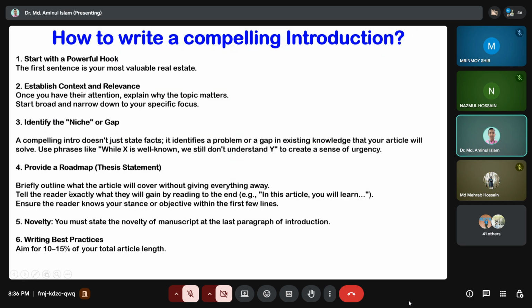So you have to write this. Finally, you need to write the novelty of your manuscript: why your manuscript is important, why your manuscript is different from other published work. So it is very important to state the novelty of your manuscript. If you cannot write the novelty of your work, the editor will not be convinced and will not send the manuscript to the reviewer.